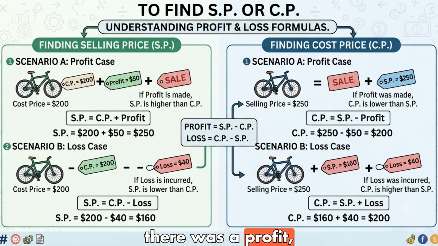When there was a profit, the cost must have been lower than the selling price. Formula: CP = SP - Profit. When there was a loss, the cost must have been higher than the selling price, because you sold it at a deficit. Formula: CP = SP + Loss.